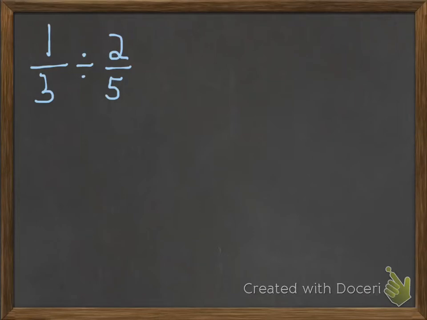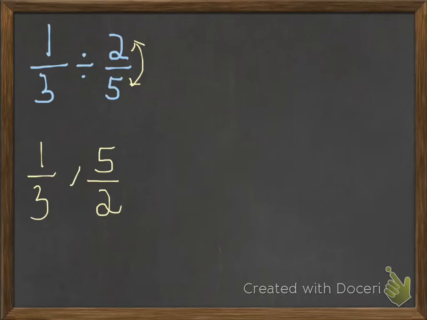Okay. The first step, we simply rewrite the expression, and what we're going to do is flip that second fraction around. So instead of 2/5, we put the 5/2. And then the last step, before we do the math, is to change the division sign to a multiplication sign.